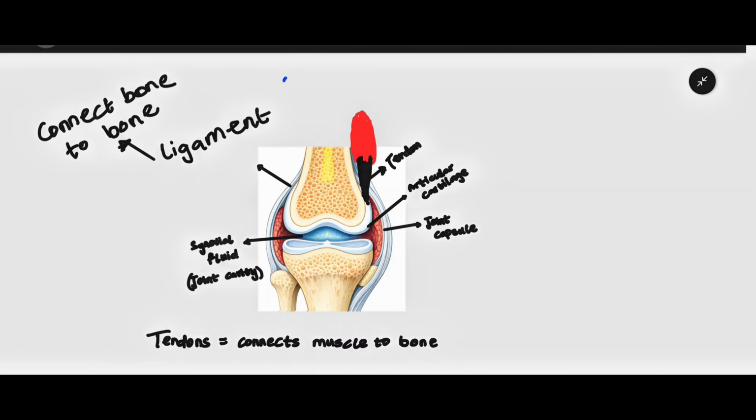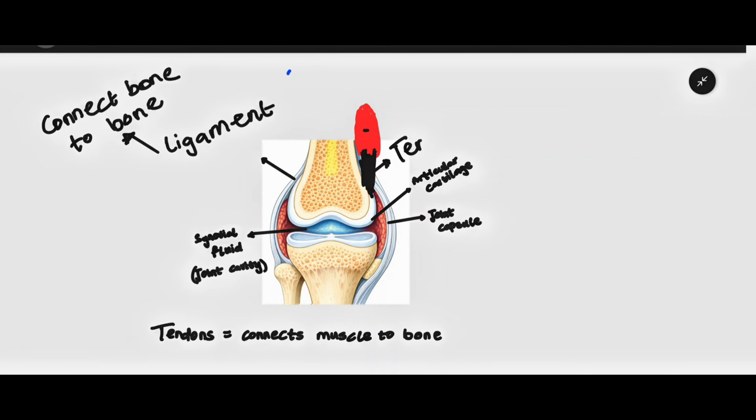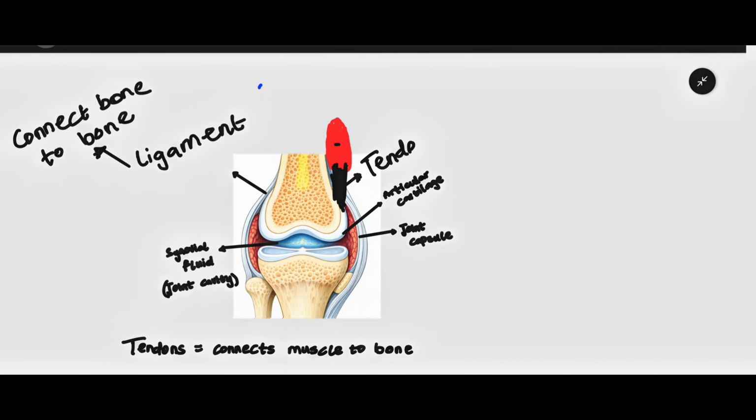We also have tendons. Imagine this is the muscle and this is a tendon right here that is connecting the muscle to the bone. So tendons are connective tissue that connect muscle to bone.